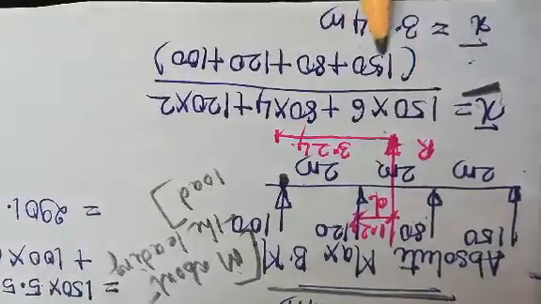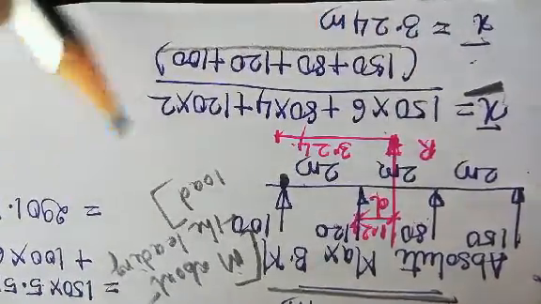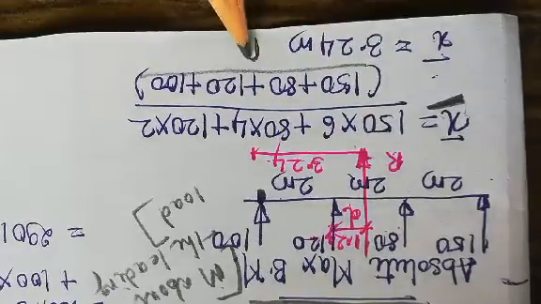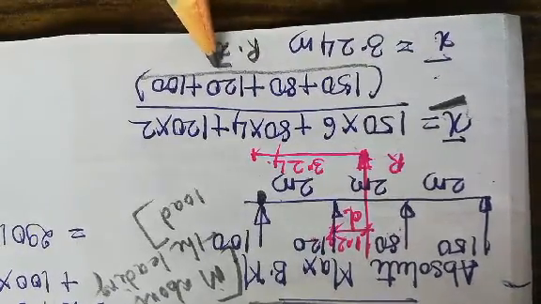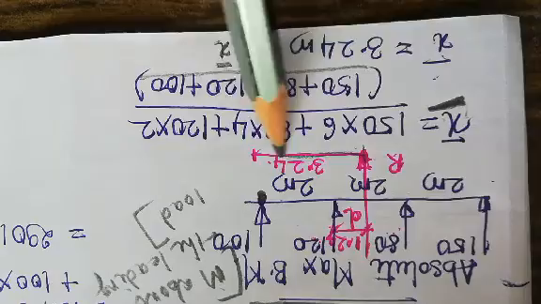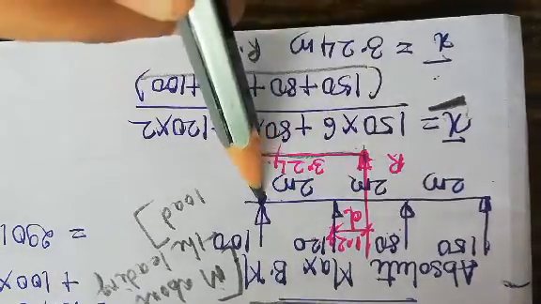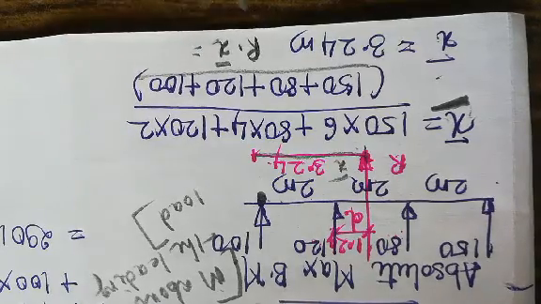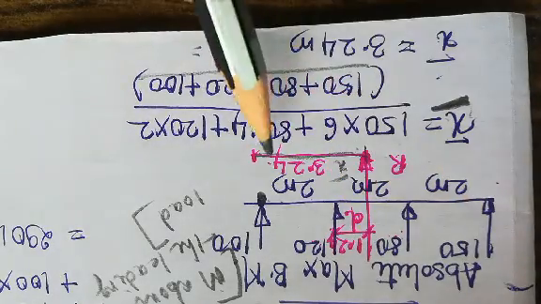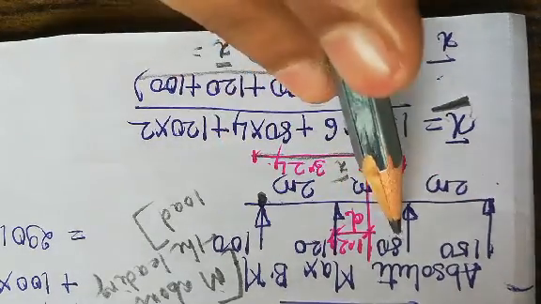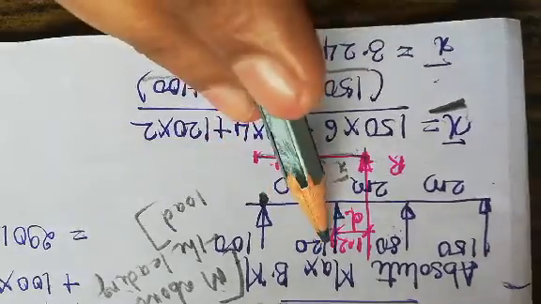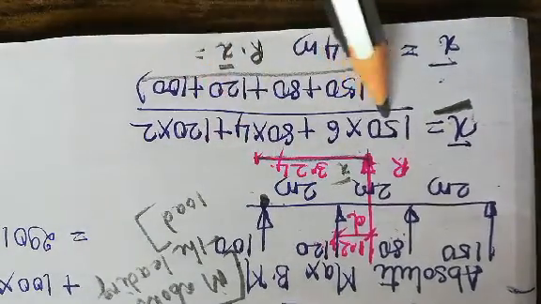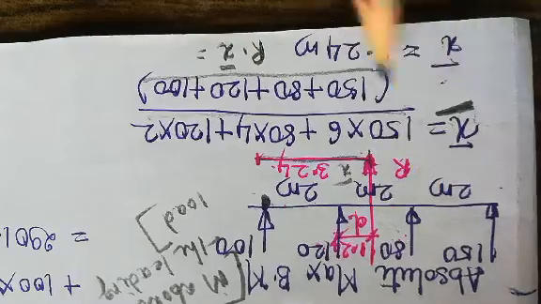This is the resultant, this is my complete resultant. I'll show it here. The resultant into x bar, that is the distance between the leading load and the resultant, I have named it as x bar, is equal to 150 into 6, 80 into 4, 120 into 2. This is the moment.